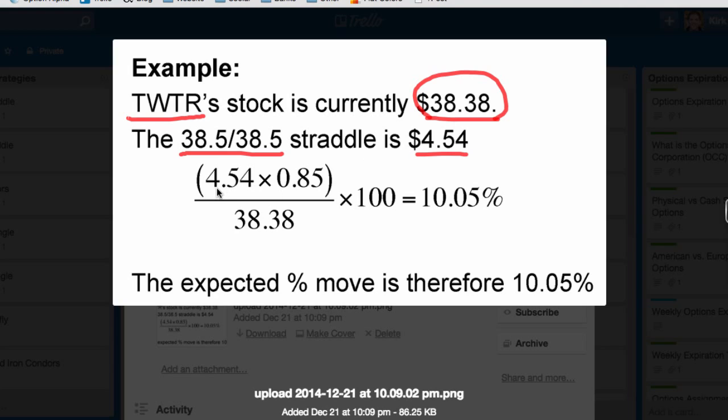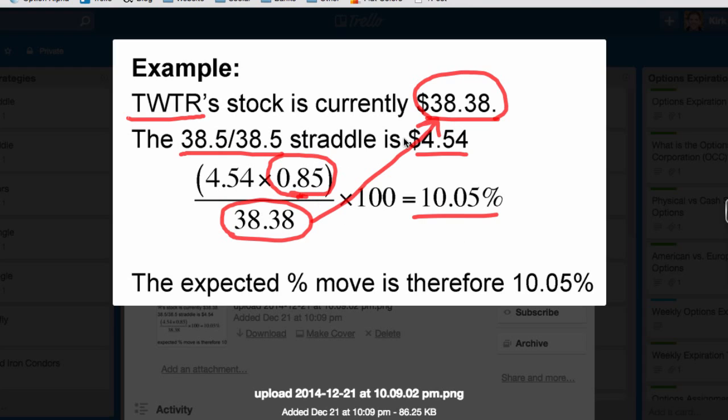So again, we're taking that at the money straddle, and the price of that straddle is 454. So we take that price, 454, and we times it by the expected range that we want to get, which is 85 or 84. You can even times it by 0.9 to get a 90% confidence range if you want to be even more conservative in your pricing and in your selection of strikes. And then we divide it by Twitter's current stock price, which is 38.38. Okay, so again, that's how we get this percentage move.